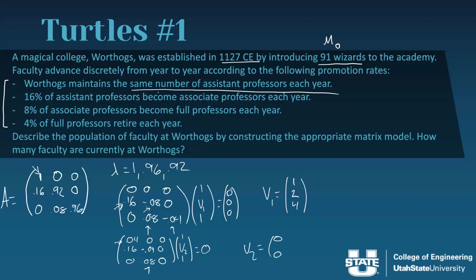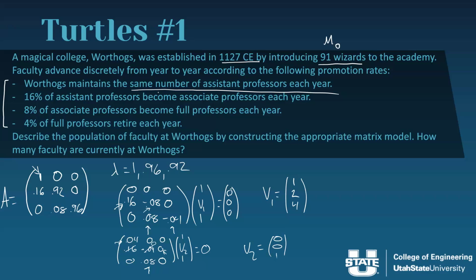Or sorry, I put that in the wrong spot. 0. Now this is a kind of a trickier one. These are both 0, but what can I multiply this by and still get 0? Literally anything, right? Literally anything. But I'm going to choose 1 because it makes my numbers easier. Okay, so eigenvector number 2 is going to be 0, 0, 1.